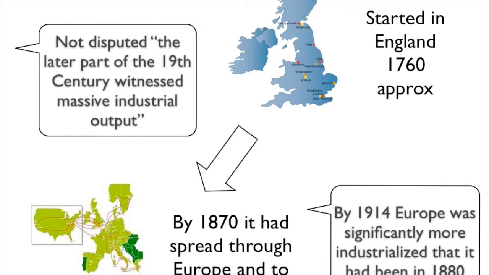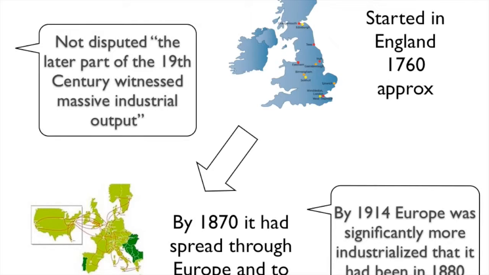As things are not disputed, the latter part of the 19th century witnessed massive industrial output. It changed completely. It started in England in 1760 approximately, so England had a real step on the ladder in terms of industrialization. But by 1870, it had spread through Europe and to the USA. And by 1914, Europe was significantly more industrialized than it had been in 1880.